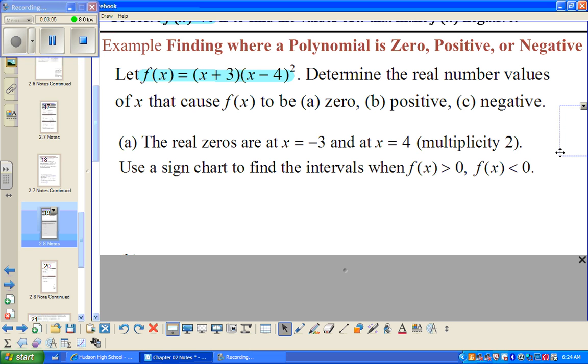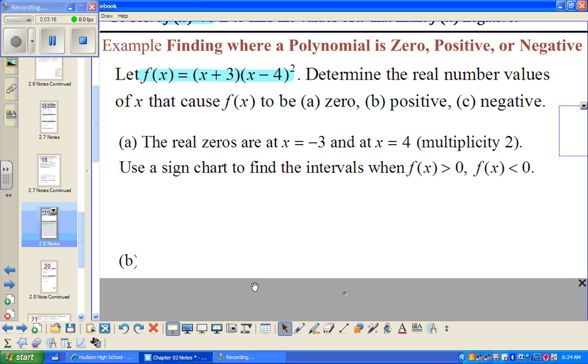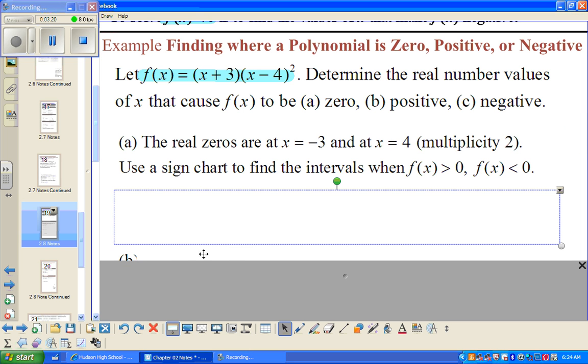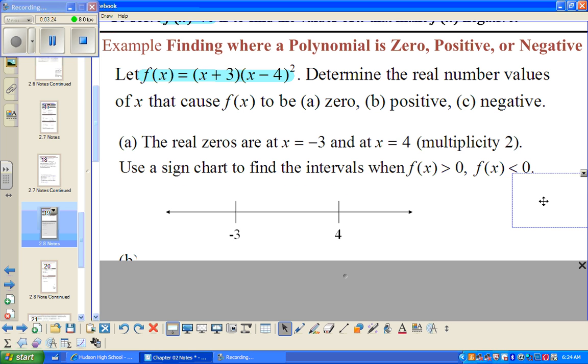What we're going to do now is use a sign chart to find the intervals where f of x is greater than 0 and f of x is less than 0. This is a technique that I want you to use for all these problems that you're not solving graphically. You're going to set up a chart. Basically, it's a number line where the only numbers on the number line in this case are going to be the numbers of where your zeros are.